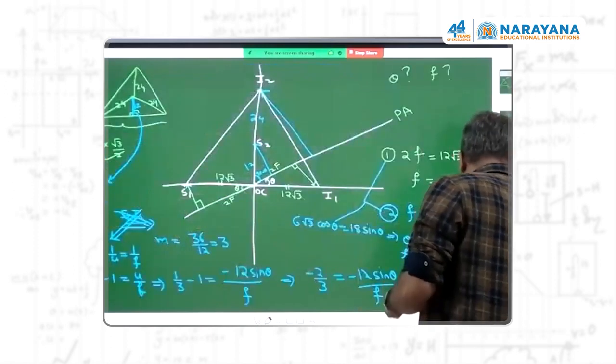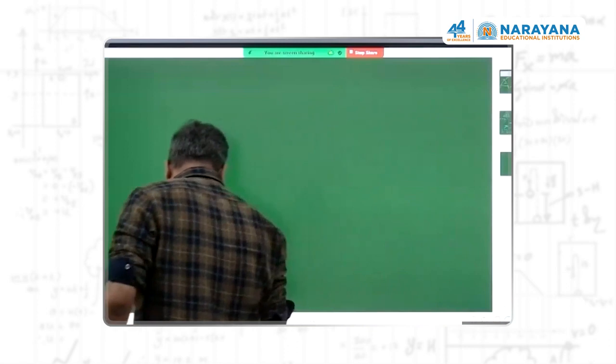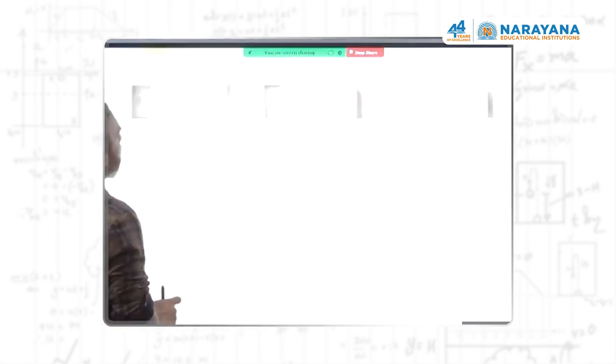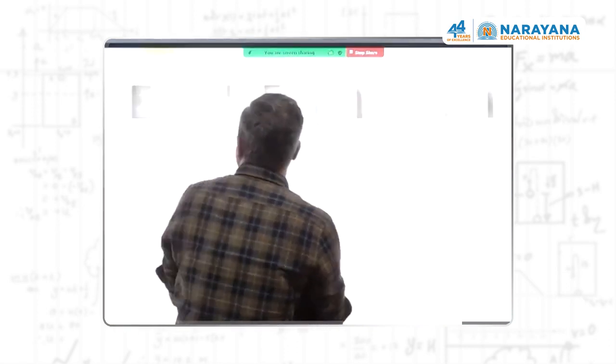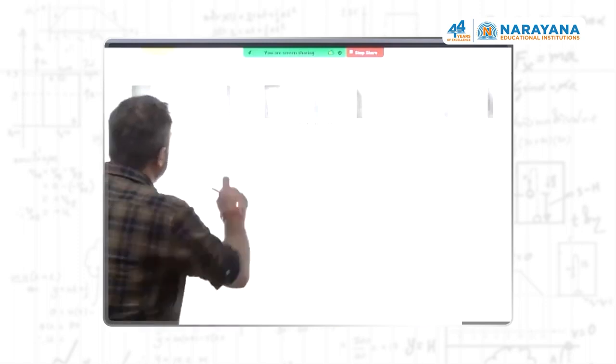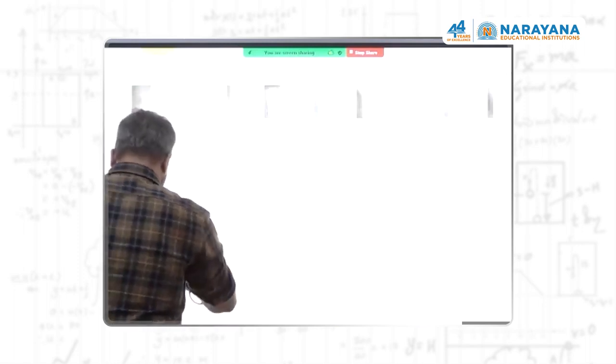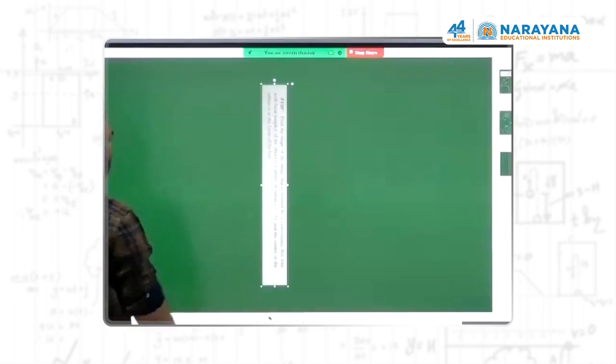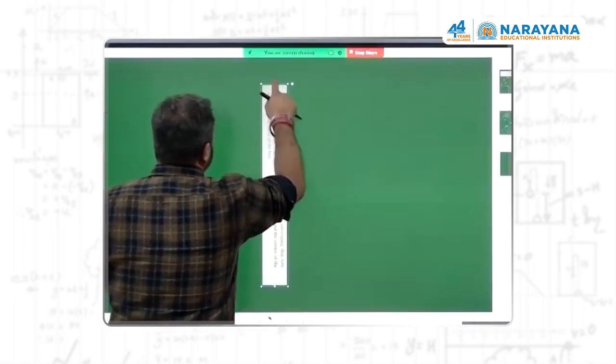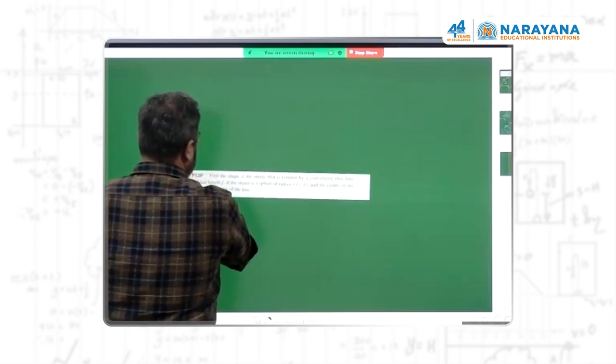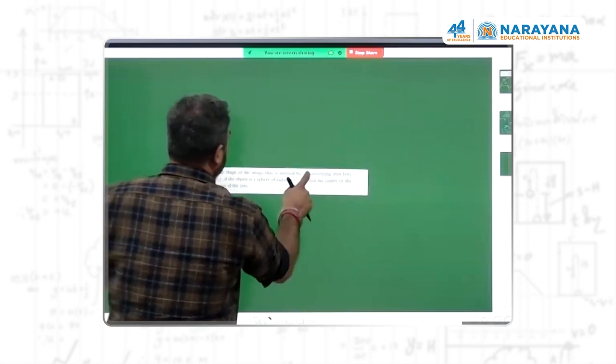Okay, let's move on to the next problem for the day. Let me take up the second question, problem 120. Go through this problem. The problem here is to find out the shape of the image.